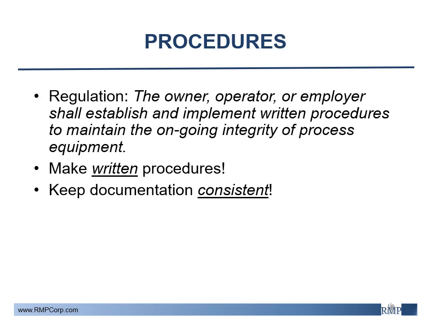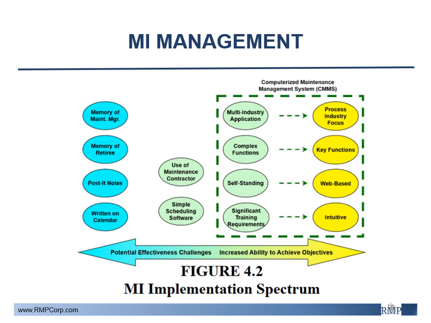The next part of MI is procedures. Regulation states that the owner, operator, or employer shall establish and implement written procedures to maintain ongoing integrity of process equipment. What this boils down to is write it down and keep your documentation consistent. This is a common mistake we find that can be easily remedied by having someone write an official procedure and having everyone else stick to it. So we need to keep everything written down, but where would we do that?